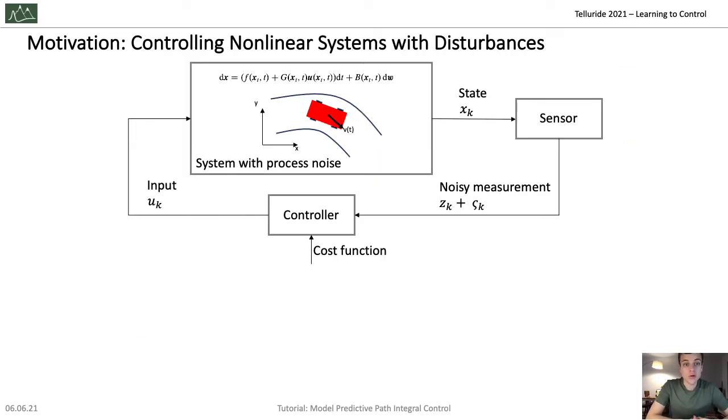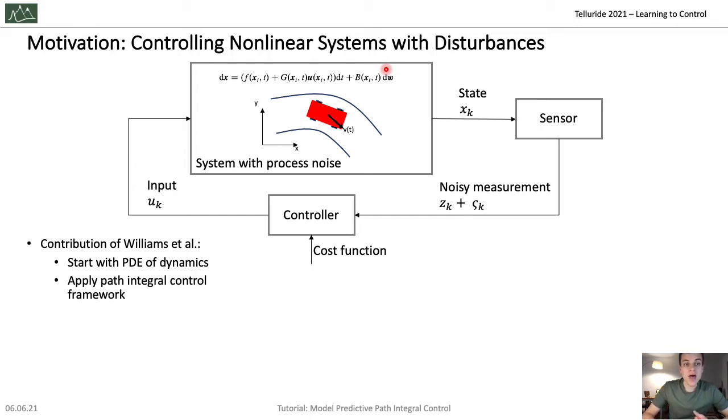Going back to our motivation or problem setting, this is the setting that we're given, as we've just seen. And this paper by Williams that I've just shown in the beginning, its main contributions are as follows. They start with this PDE of the dynamics with the assumptions that I've mentioned. And they apply the so-called path integral control framework, which allows us to transform the solution of that PDE into a solution where you have to calculate expectation values. And when you have a solution that's made up of expectation values, you can actually solve those in a real-world problem using Monte Carlo sampling.